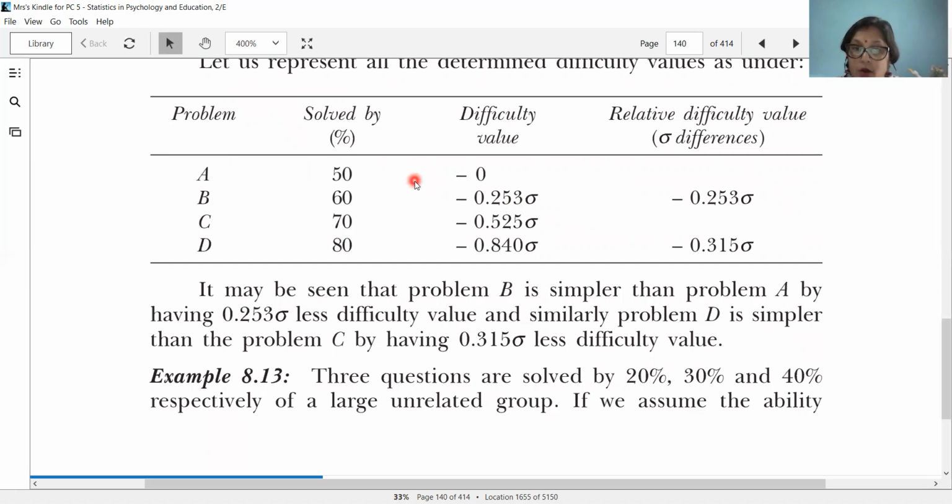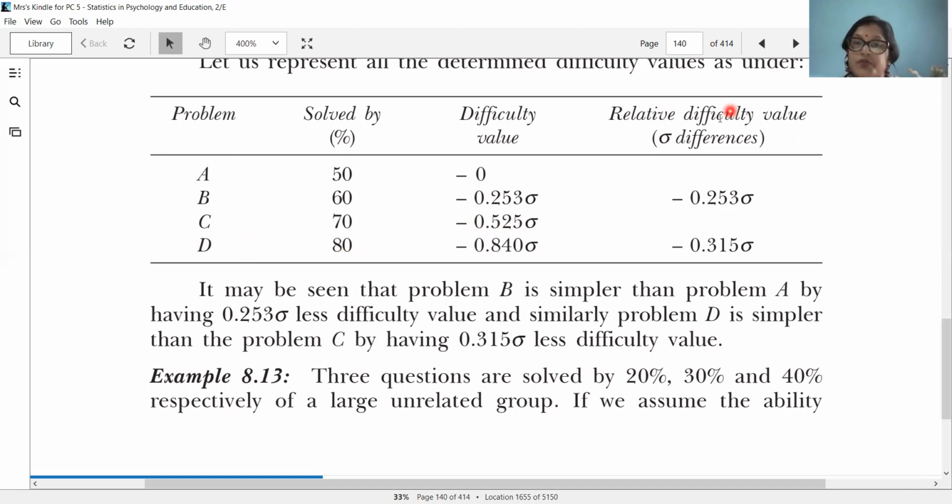Then you need to find out the relative difficulty value, meaning sigma differences. The relative difficulty value for problem A and B is minus 0.253 sigma. Okay, again, problem C is solved by 70%, and the difficulty value is minus 0.525 sigma. Again, problem D is solved by 80% and the difficulty value is minus 0.840 sigma.